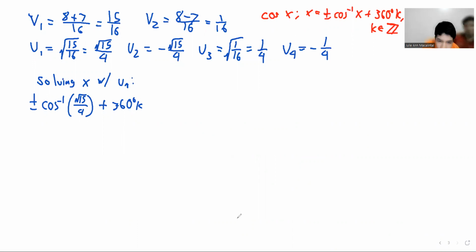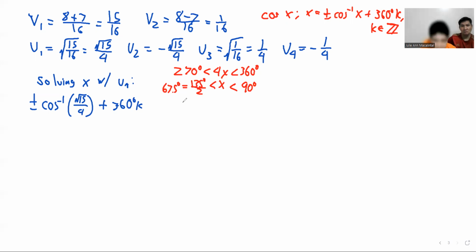So our basis for this is 270 degrees is less than 4x, which is less than 360 degrees, sorry. So x is less than 135 over 2 degrees, and then it's less than 90 degrees. I just divided both sides by 4. So we want that, what's this again, 67.5, yes, 67.5. So if it's greater than 67.5 and less than 90 degrees, it is in our range. It's acceptable. But if it's not, we cross it out.